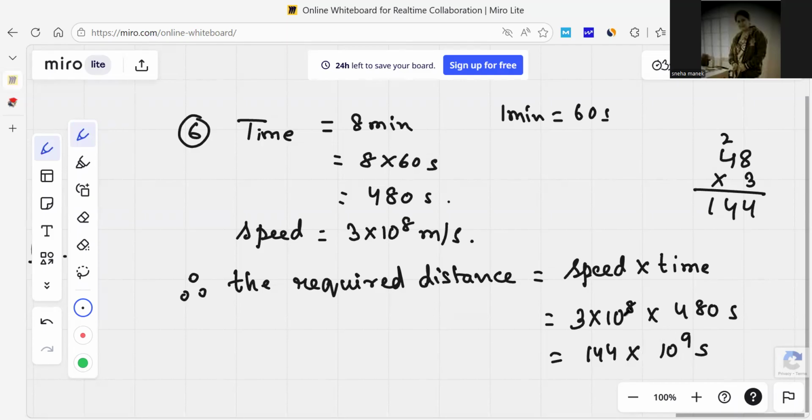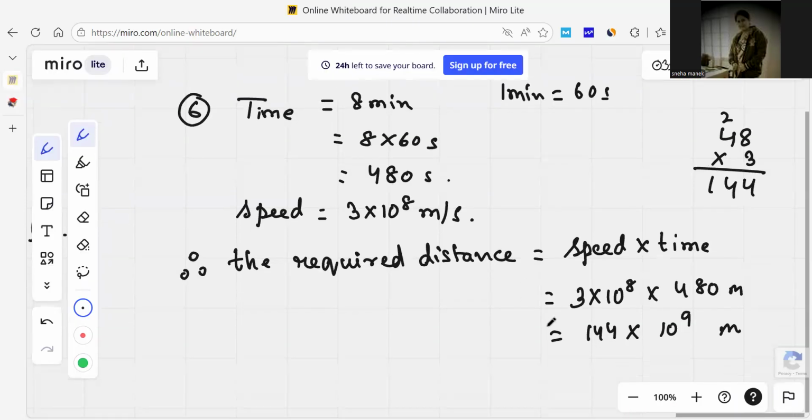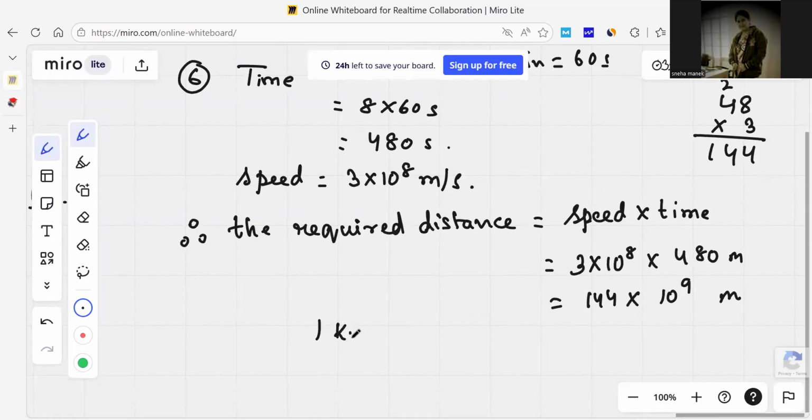Sorry, it cannot be in seconds. We are finding the distance. Seconds was for the time that I had written, right? So it will be in meters. And I think the question is in kilometers. Yeah, in kilometer. So let's convert this. 1 kilometer equals 1000 meters. So therefore I can write 144 into 10 to the power 9 meter, means 3 zeros will go off from here.